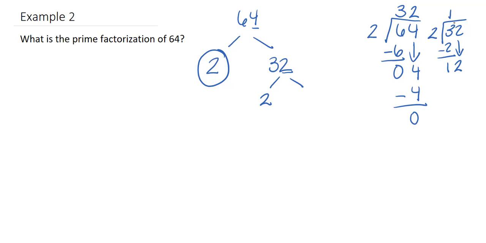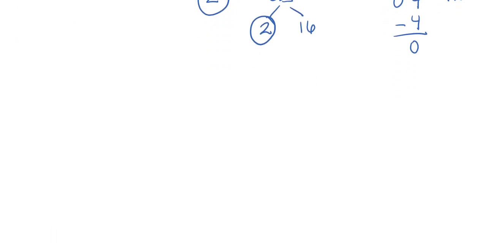2 can go into 12 6 times. So we're left with 16. So we put 16 there on the right. We can go ahead and circle that too because it's a prime number. And now we just need to break down 16, which we actually just did in the last example.